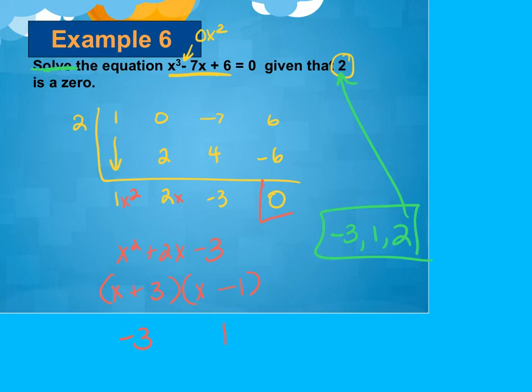Questions on that one? So again, it's going to give you a 0. You are going to put that on the outside. You are going to use synthetic to decrease it a degree from cubic to now quadratic. And then quadratic is always solvable. Most likely factorable, but if not factorable, you can use the quadratic equation.